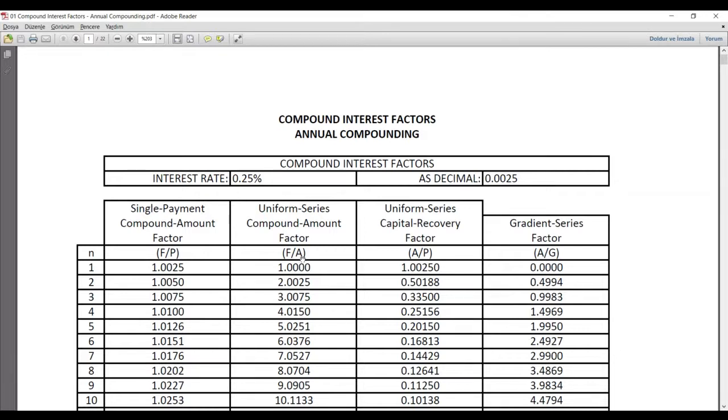So how do we get it? Actually, the reciprocal of F over A is A over F. And when you divide the value in the first column by the second column, you are actually multiplying F over P with A over F, and then it becomes A over P. So we are basically practicing the relationship that we have explained in the presentation file here. So if you divide the value in the first column by the value in the second column, you are always going to get the value in the third column. Okay. So let's go back to our presentation file now.